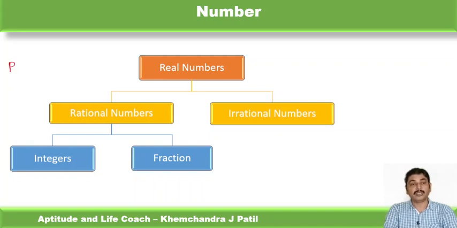Rational numbers are those numbers which can be expressed as p divided by q, where q is not equal to 0. So this is a very necessary condition when you are defining a rational number. Why is q not equal to 0? Because if the value of q becomes 0, this fraction will look like p divided by 0, and the value of p divided by 0 is infinity, and infinity is not defined yet.